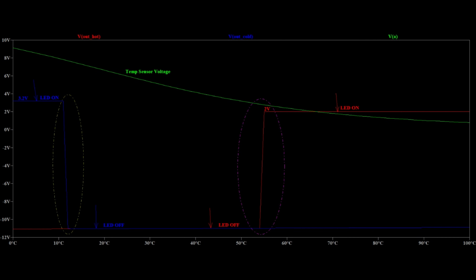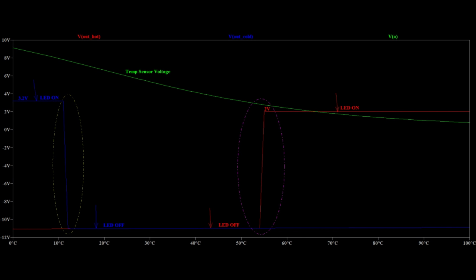The red waveform represents the hot comparator output. Below approximately 55 degrees Celsius, the output remains in negative saturation. At approximately 55 degrees Celsius, the red LED turns on.